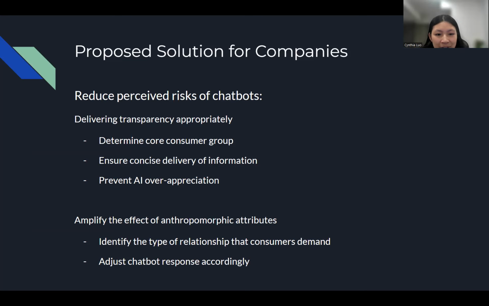Then they can amplify the effect of anthropomorphic attributes of the chatbots. They can do so by first identifying the type of relationship that consumers demand more, and then adjusting the chatbot response accordingly by modifying the algorithms.